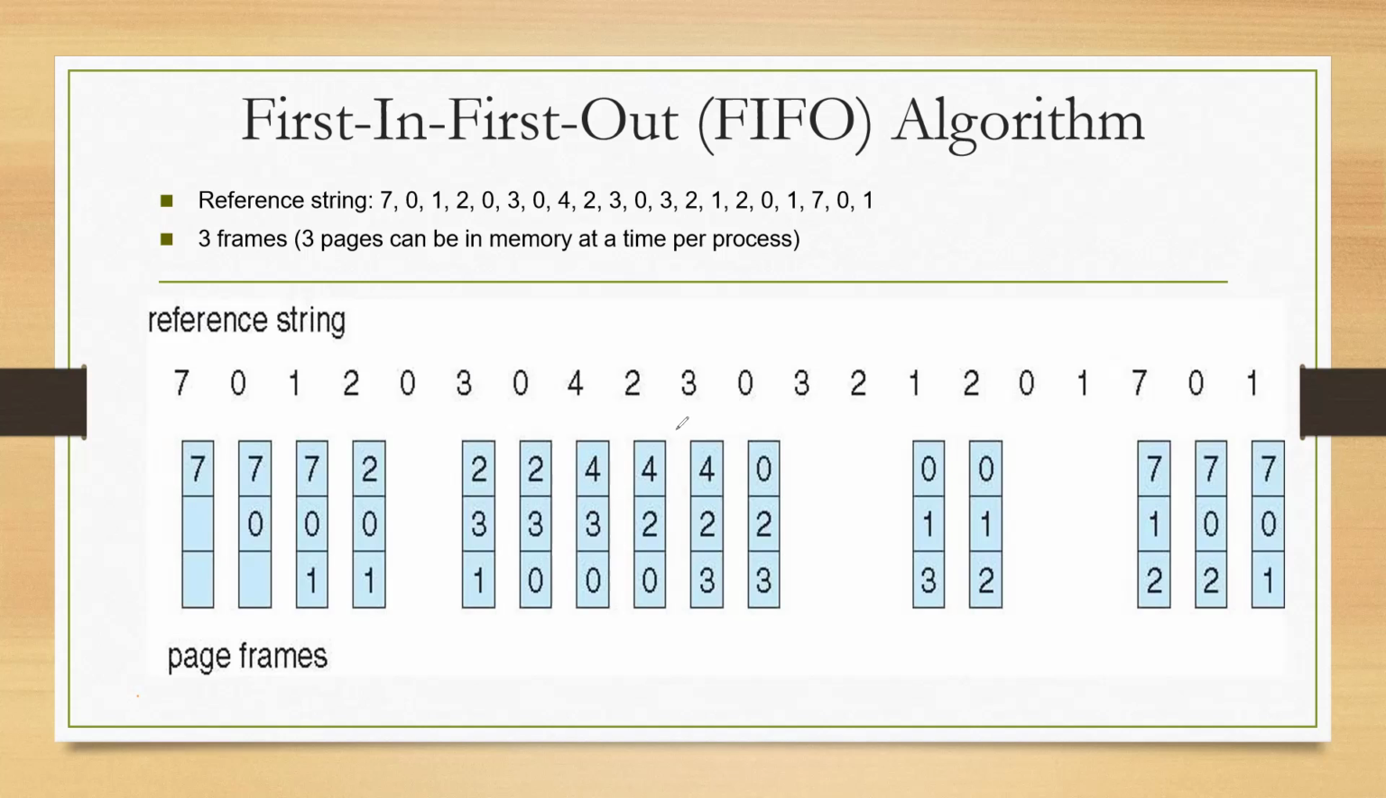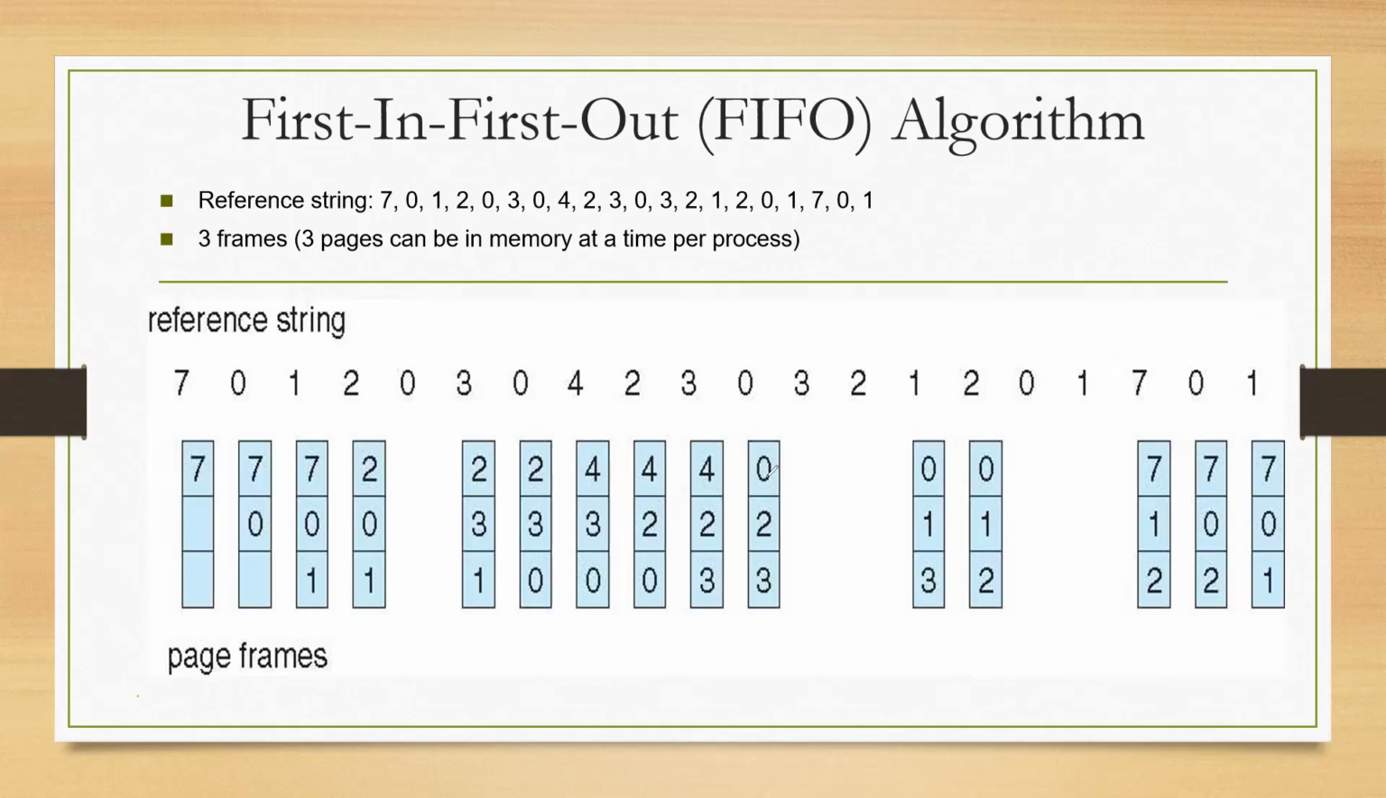The next one is 2. 2 is not available, so we have to replace one string. The 3 was inserted next, so instead of 3, you can place 2. This is also a page fault. Then again 3. 3 is not available in the page frame, so a page fault occurs. Which one will be removed? 2, 3, again 0 will be removed, so instead of 0, you can place 3. And again 0 is referred, 0 is not available. Which one will be removed? First In, First Out. So 4, 2, 3. 4 will be removed, so instead of 4, you can place 0.